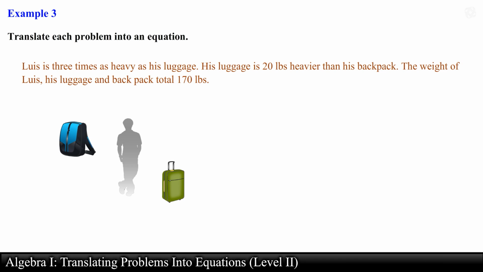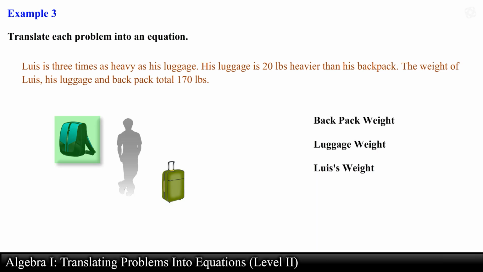We first need to identify our unknowns. After reading the problem, it is clear that we are dealing with 3 unknowns. The first unknown is Louis's weight. The second unknown is the weight of the luggage. And the third unknown is the weight of the backpack.